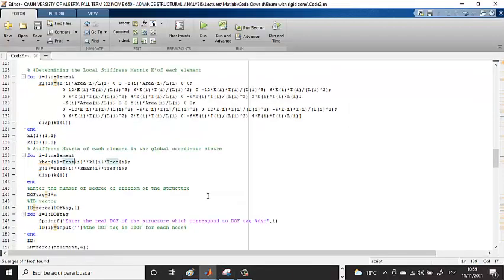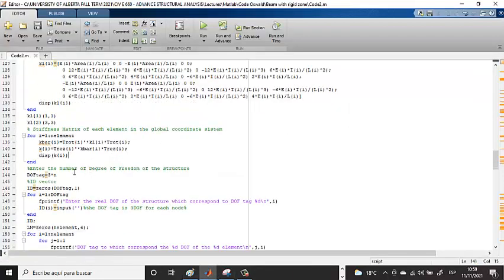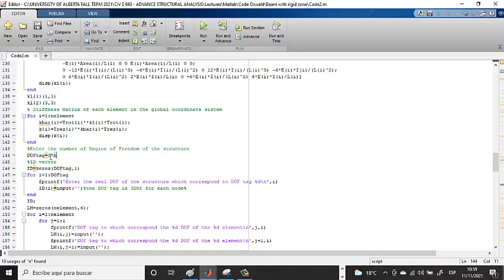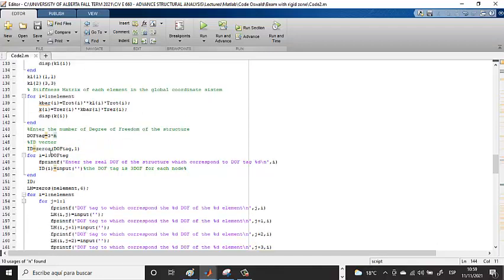Okay, so continue with this explanation of the code. The code will calculate the degree of freedom tag. We are considering 3 degrees of freedom per node, so the total degree of freedom tag is 3 times the number of nodes. For the ID, we will use the ID array approach, and this is the same way that all the commercial software works.